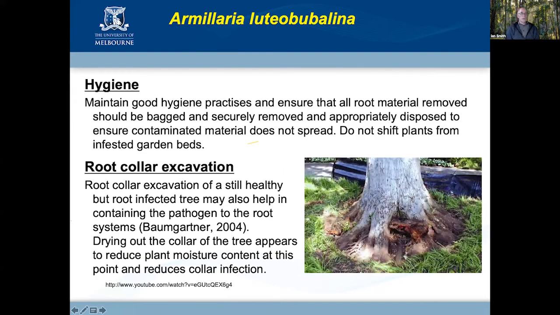Hygiene. It's important to maintain good hygiene practices to ensure that all the root material is removed, and that it is bagged, securely removed and appropriately disposed of to ensure the contaminated material doesn't spread. Certainly don't use it as mulch in your garden, and do not shift plants from an infested garden bed. Another treatment that has been quite successful is to expose the collars of the trees so that they dry out. The pathogen doesn't seem to be able to get up into the trunk where it does the girdling if you expose the collars of the tree.